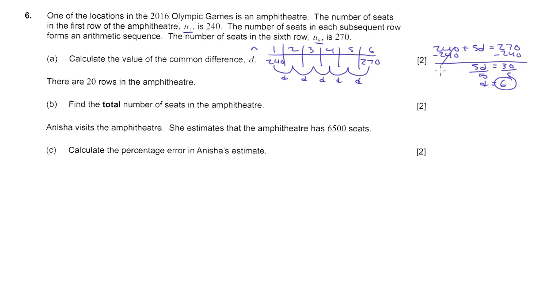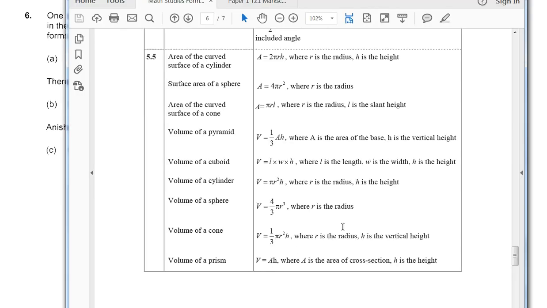Okay? There are 20 rows in the amphitheater. So part B asks, find the total number of seats in the amphitheater. So it tells us right here that it's an arithmetic sequence. So we're finding the total number of seats. So this is going to be the sum of an arithmetic sequence. So we want to find that on our formula sheet.